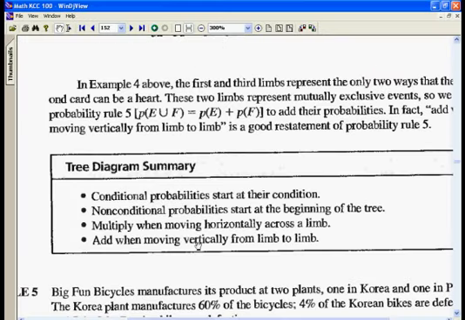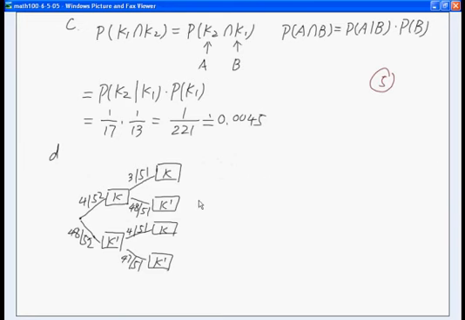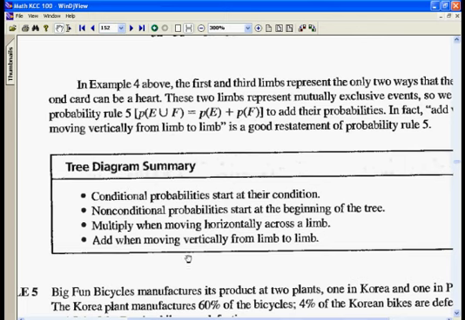Add when moving vertically from limb to limb. So when we want to find the probability that the second card is a king, we just add the products we obtain from this limb and also this limb. So this is to add when we move vertically from limb to limb. We will see one more example on how to use this tree diagram summary.